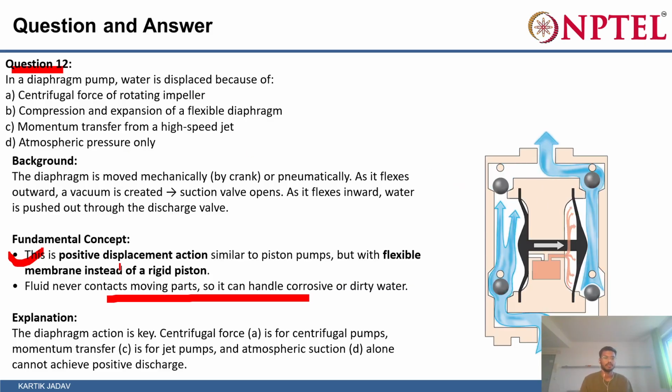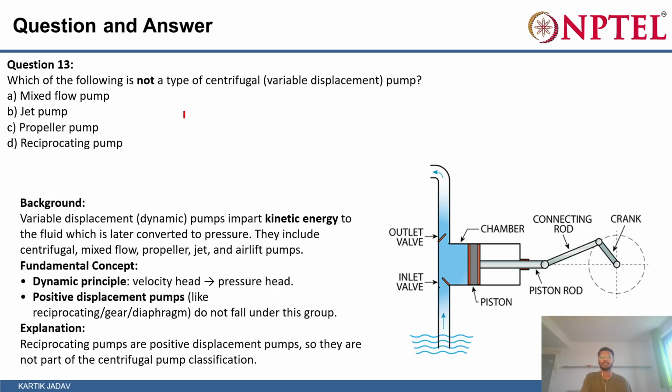So correct answer is option, compression and expansion of flexible diaphragm, momentum transfer and speed, atmospheric pressure. So correct answer is option. Next question.